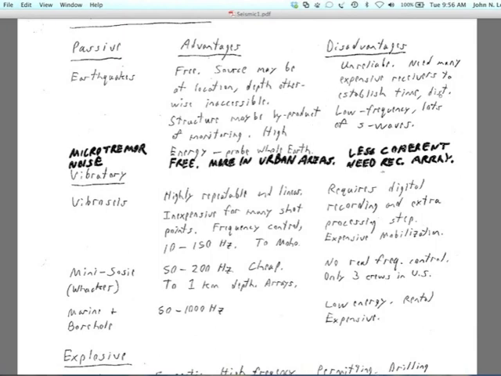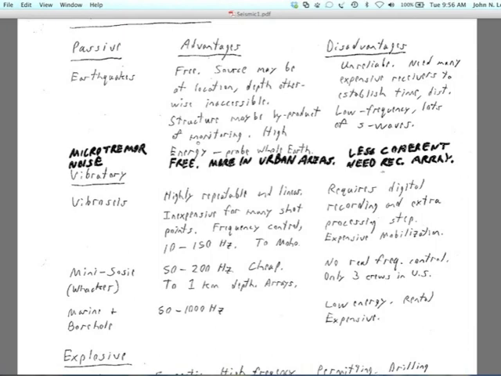Now, earthquakes also, as another disadvantage, radiate lots of low frequency, so definition may not be very good, and also lots of S waves. We really have to take advantage of those S waves and not try too hard to interpret the P waves from earthquakes.